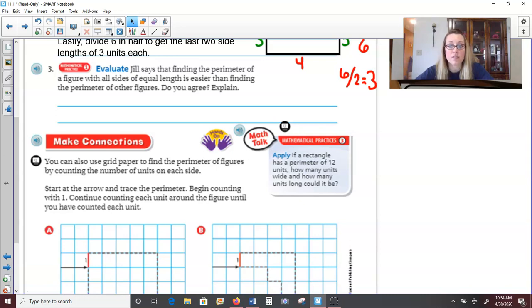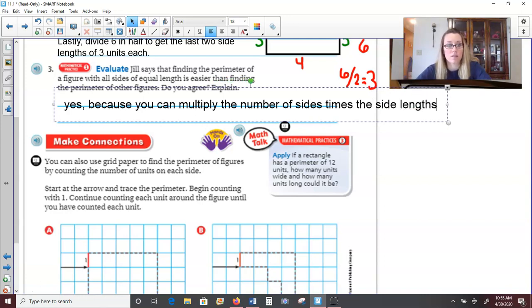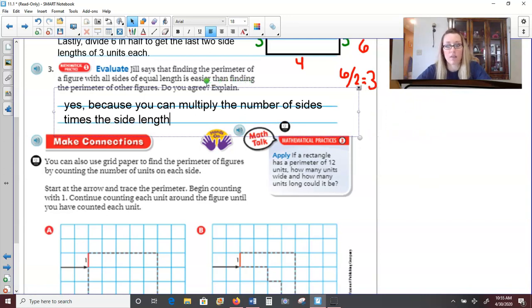So when all of the sides of a shape are the same length, it is a little bit easier because we can use multiplication. We can take the number of sides the shape has and multiply by the measurement. So I would agree. So I'm going to say yes, because you can multiply the number of sides times the side lengths, or times the side length. Well, no, lengths, because there would be more than one. Okay?